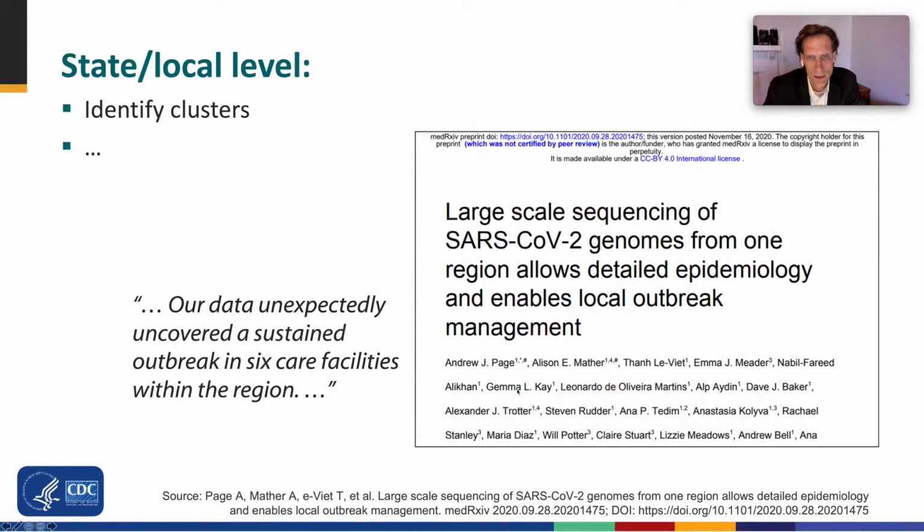At the state and local level, sequencing is also useful and can have an even more immediate impact. In fact, it is because of this potential for local investigation and control efforts that CDC has developed this toolkit. One application of sequencing is identifying clusters of COVID-19, as highlighted in this study from one region of the United Kingdom, where routine sequencing of SARS-CoV-2 unexpectedly uncovered a sustained outbreak in 6 healthcare facilities.